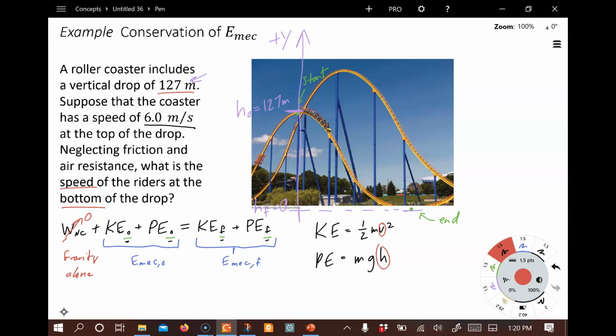We need to write in the speed. So here's the start here. What's the speed here in the beginning?